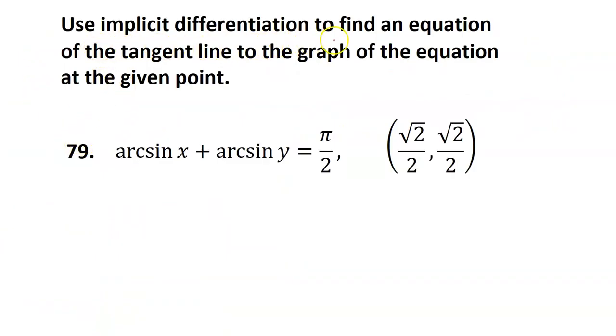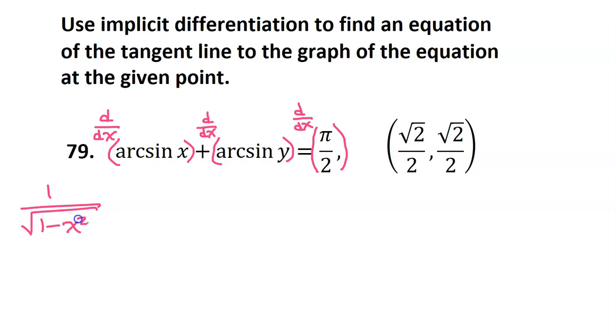Use implicit differentiation to find an equation of the tangent line to the graph of the equation at the given point. So let's differentiate both sides of the equation with respect to x. The derivative of arcsine x is 1 over the square root of 1 minus x squared. Similarly, the derivative of arcsine y is 1 over the square root of 1 minus y squared. However, because these variables do not match, I have to use the chain rule and multiply by the derivative of y, which is dy dx.